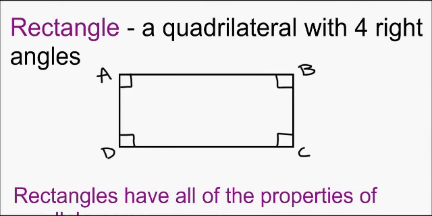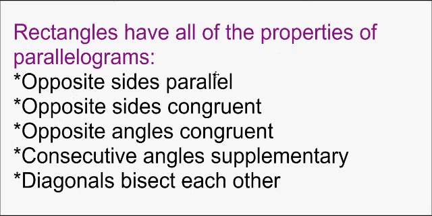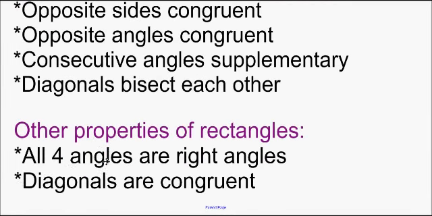Rectangles are a special type of parallelogram, so they have all of the properties of parallelograms that we looked at in Lesson 2. The opposite sides are parallel and congruent. Opposite angles are congruent. Consecutive angles add to 180 degrees. They're supplementary. And the diagonals bisect each other. In addition to this, 2 special properties of rectangles are that all 4 angles are right angles, so 4 90-degree angles, and the diagonals are congruent, so they are equal to each other.